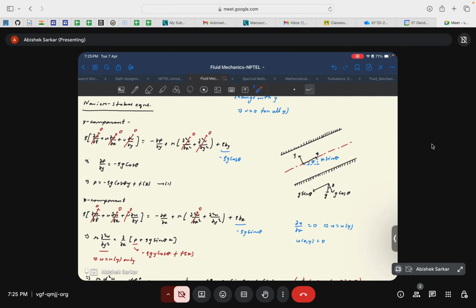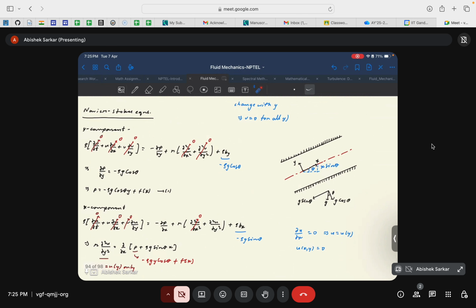Some terms will remain, which we can then apply on the x momentum equation to get the solution. Okay, let us see what happens. So we have rho times dou v by dou t plus u dou v by dou x plus v dou v by dou y. I move very fast, I guess, but it's something that you already know, so I don't think I need to emphasize much upon that. Is equal to minus dou p by dou y plus mu times dou square v by dou x square plus dou square v by dou y square, plus rho b_y.